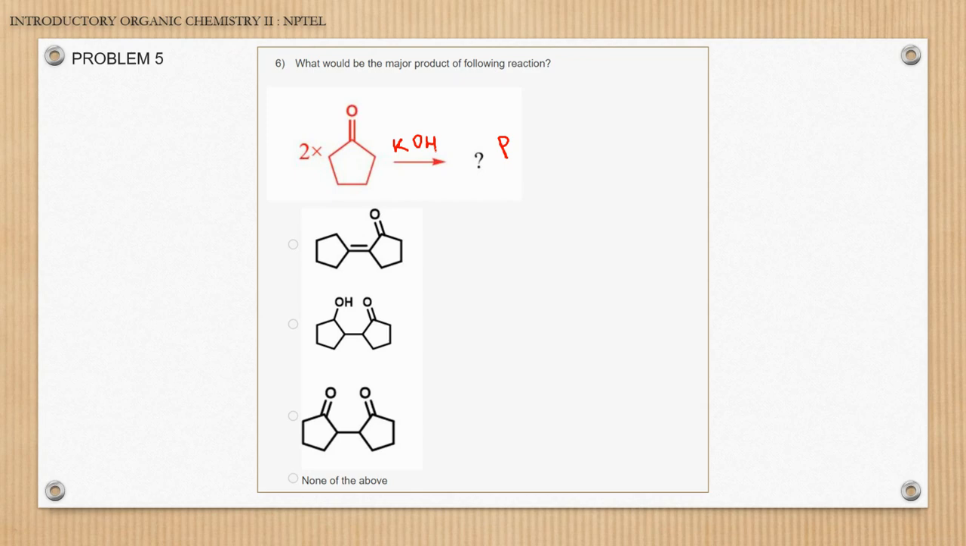Why aldol condensation? Why not Cannizzaro? Because here you have alpha hydrogens present in the system. So here you will abstract a proton from the alpha position of the cyclopentanone, and the carbanion that is generated will attack the next molecule of cyclopentanone to give you the compound. So can anyone solve this and tell me which is the correct option among these four? A is the right answer. Yes, the first one is the right answer.